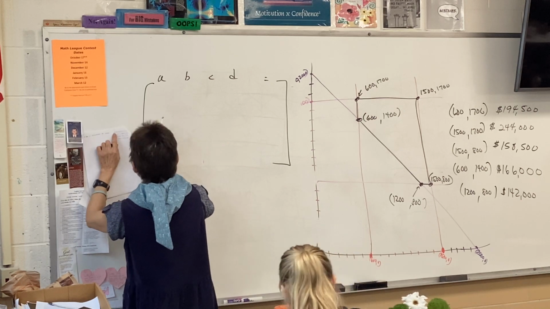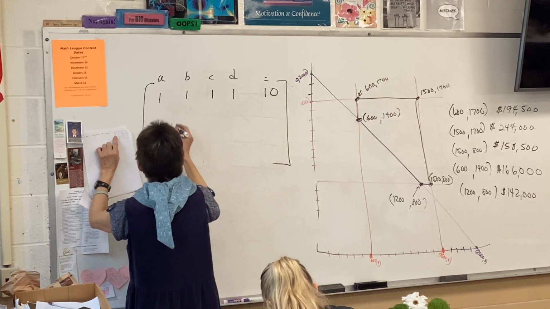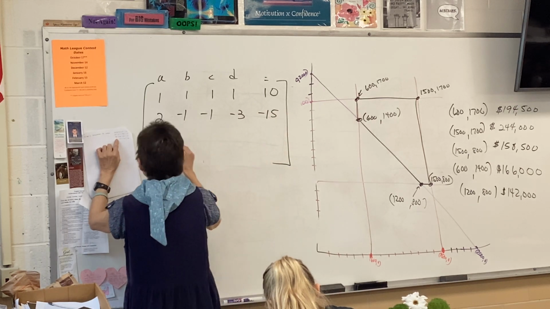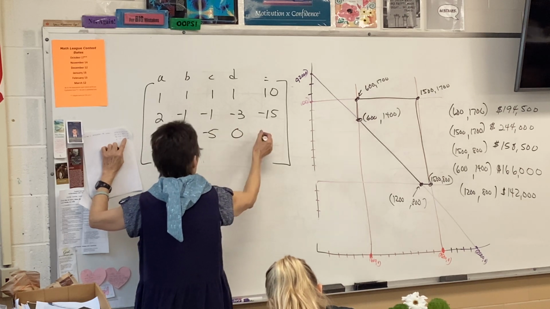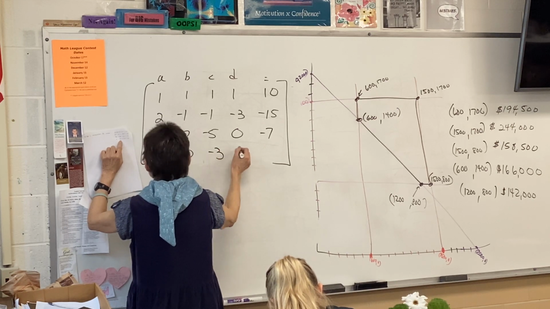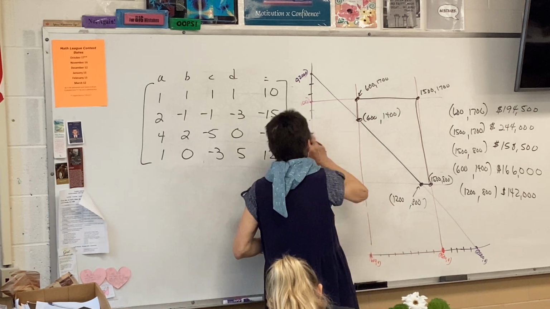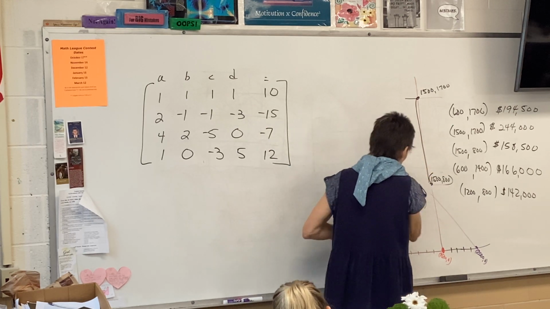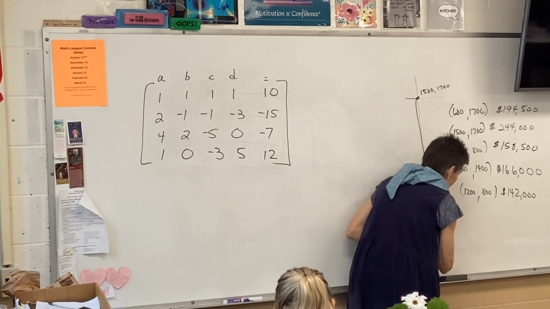And the matrix that's going in is 1, 1, 1, 1, 10. 2, -1, -1, -3, -15. 4, 2, -5, whoops, no D, 0. Uh-oh, no B, 0. So there's the matrix that I'm going to put into my calculator. Does anybody have a question about something there, one of those numbers? Everybody got the numbers in the right spot?